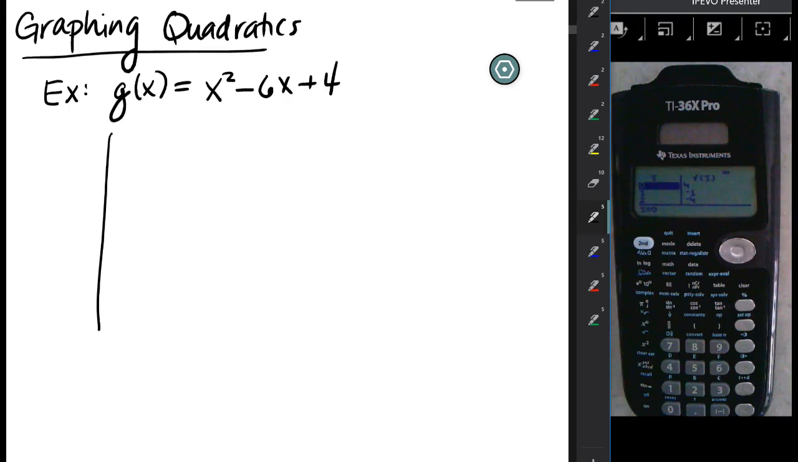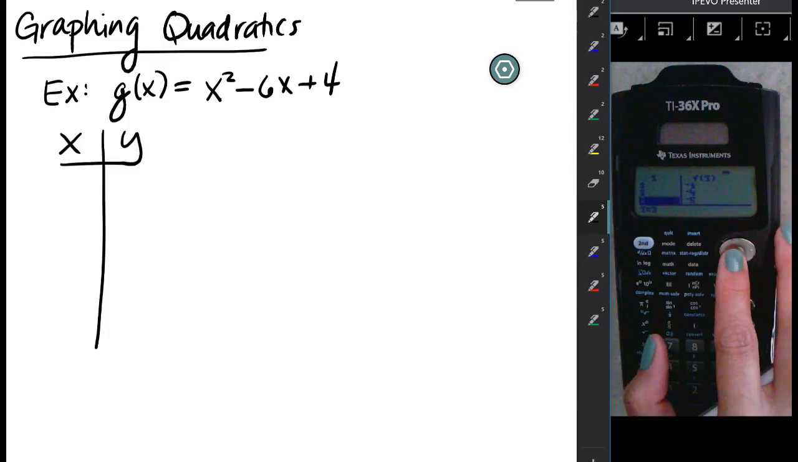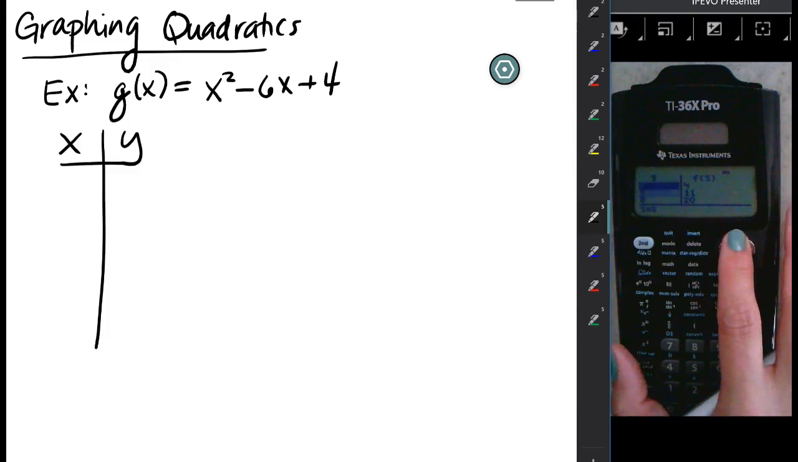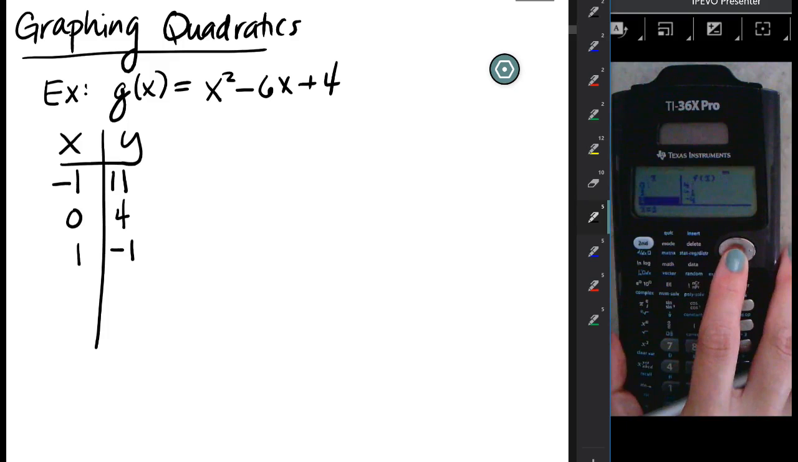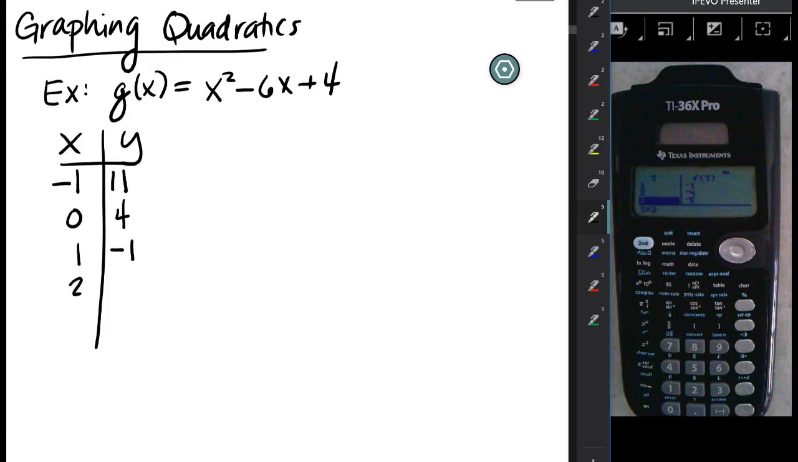So I'm going to just make the table off to the side, so we can kind of see this. Okay, so we got our x and our y's. I'm going to go up and down, sort of try to figure out where we need to be. All right, so we see positive 4, and then we get 11 and 20. So we're starting to get off what we would actually want to graph. So let's start with that negative 1. So negative 1, we have 11. 0, we have 4. 1 is negative 1. 2 is negative 4. 3 is negative 5.